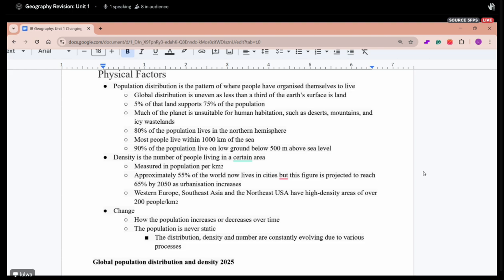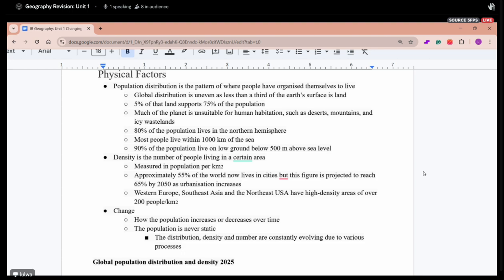80% of the population lives in the northern hemisphere, and 90% of the population lives on low ground below 500 meters above sea level. Density is the number of people living in a certain area. It's measured in population per kilometer squared. Approximately 55% of the world now lives in cities because of urbanization, but this figure is projected to reach 65% by 2050.